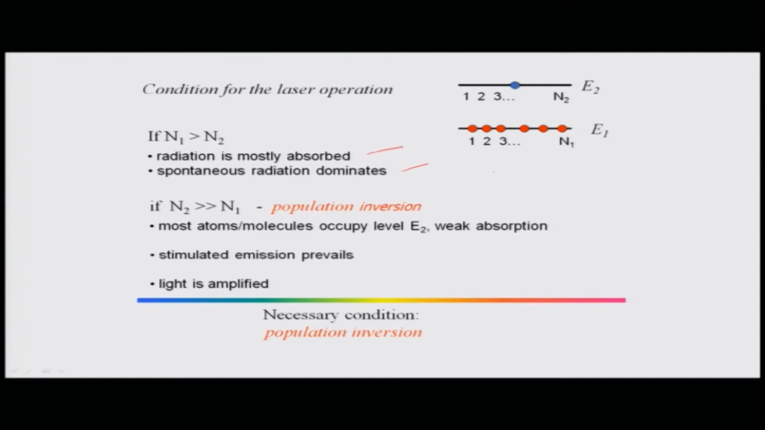On the other hand, if N2 is much greater than N1, then that is the condition which we defined as the population inversion, because the other case is the regular case of the population which we generally find. So, in this inverted population condition, most atoms or molecules occupy the excited state. There is very weak absorption available, because very few are in the lower energy state. Stimulated emission prevails and the light gets amplified. So, this is the necessary condition of population inversion which can give rise to the laser.